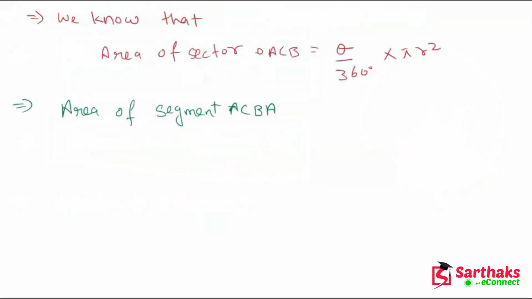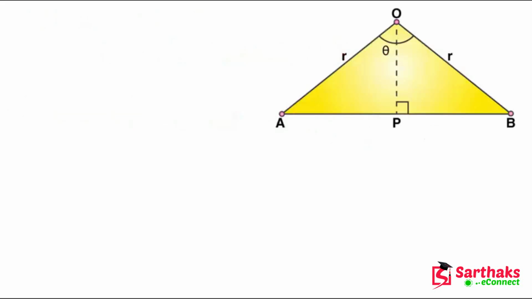Okay, my dear friends, so let's find that. Area of segment ACPA is equal to area of sector OACB minus area of triangle AOB. So from this formula we can find the area of segment. Now we know the area of sector OACB, but we have to find the area of triangle AOB. So now, let's find the area of triangle OAB.